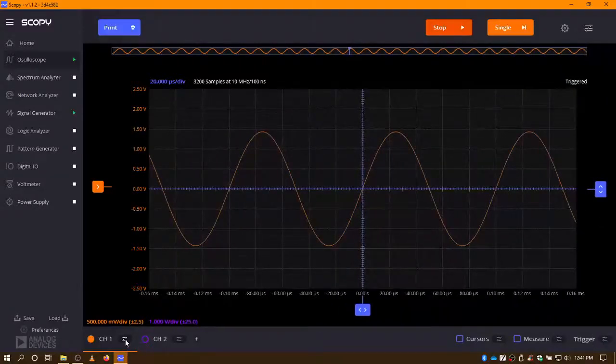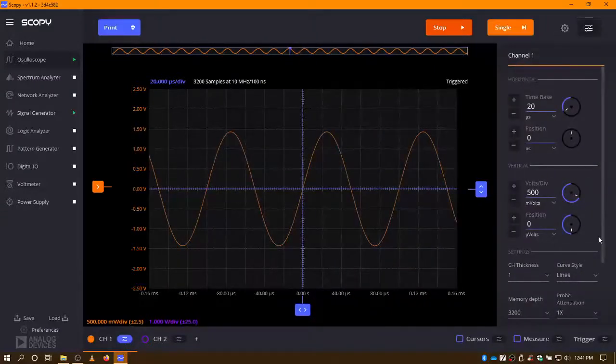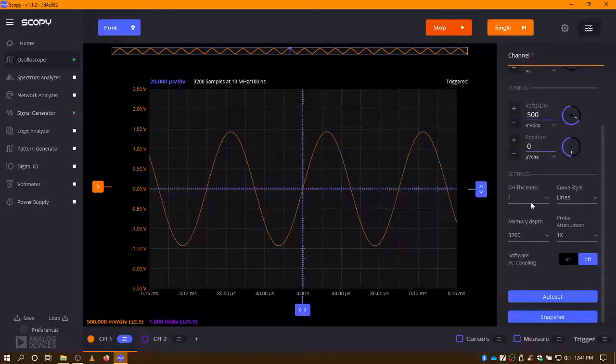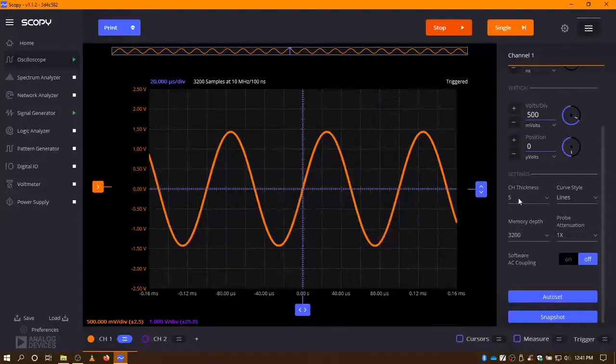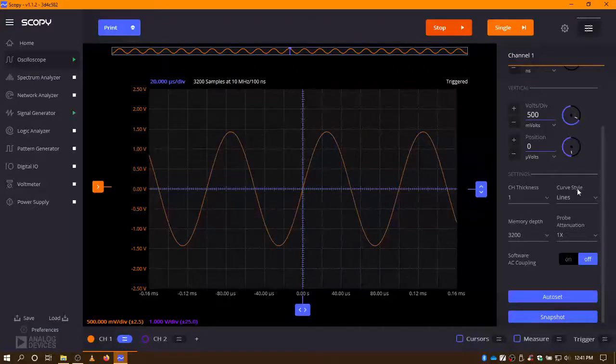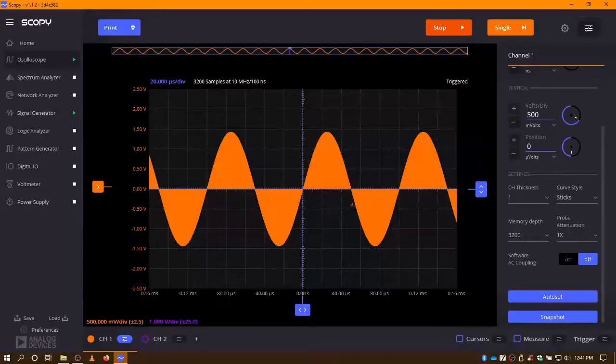I'm going to turn on the channel 1 features again. One other thing probably should mention here, we have settings for channel thickness, and this is, how thick do you want the trace to be. I usually leave it for the default of 1. Curve style, in this case, since it's such a high frequency waveform of 10 kilohertz, you will not see too much if we choose dots or even steps. The most dramatic would be sticks, which almost gives it like it's filling in the space under the curve. Go back to standard lines.